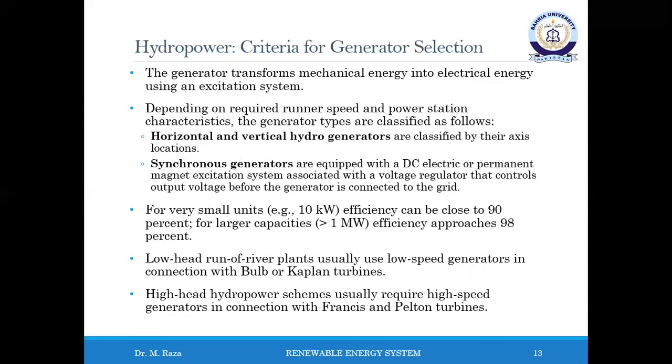As for generator selection criteria, low head run-of-river plants usually use low-speed generators in connection with the bulb or Kaplan turbine. High-head hydropower schemes usually require high-speed generators in connection with Francis and Pelton turbines. Variable speed pump storage plants usually use asynchronous motor generators that allow adjustment to the pump turbine rotational speed.